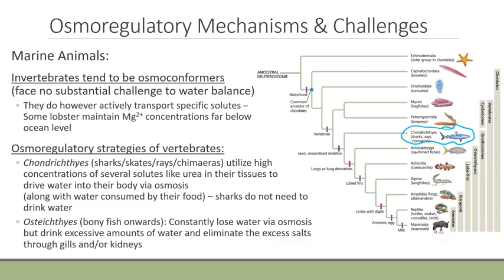This includes your sharks, your rays, your skates, and chimeras as well. These are your cartilaginous fish, is what their name means. Chondr means cartilage. Ichthyes means fish. So instead of having a bony skeleton, they have a cartilaginous skeleton.